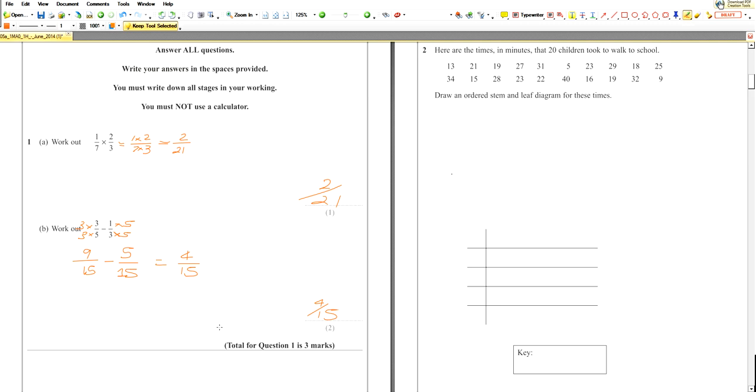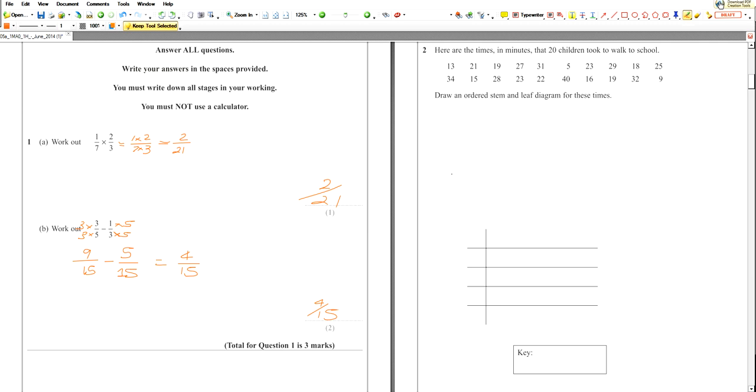Question number 2. Here are the times in minutes that 20 children took to walk to school. Draw an ordered stem and leaf diagram for these times. Okay, right, let's have a look.